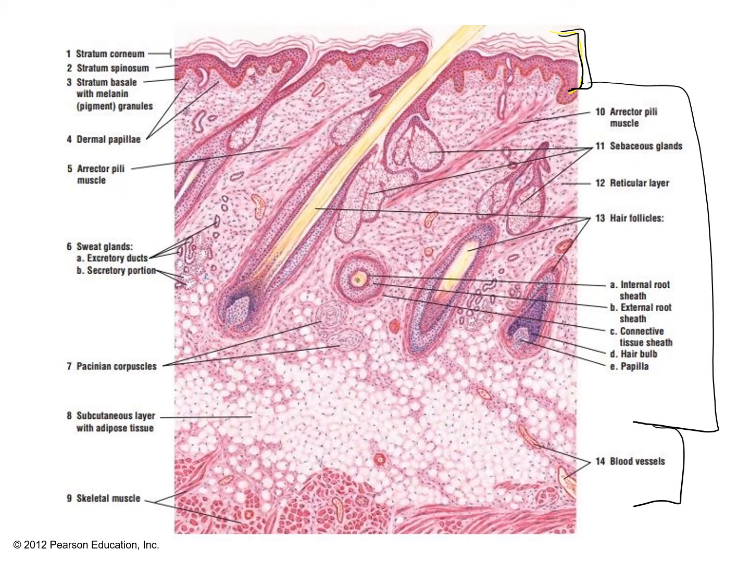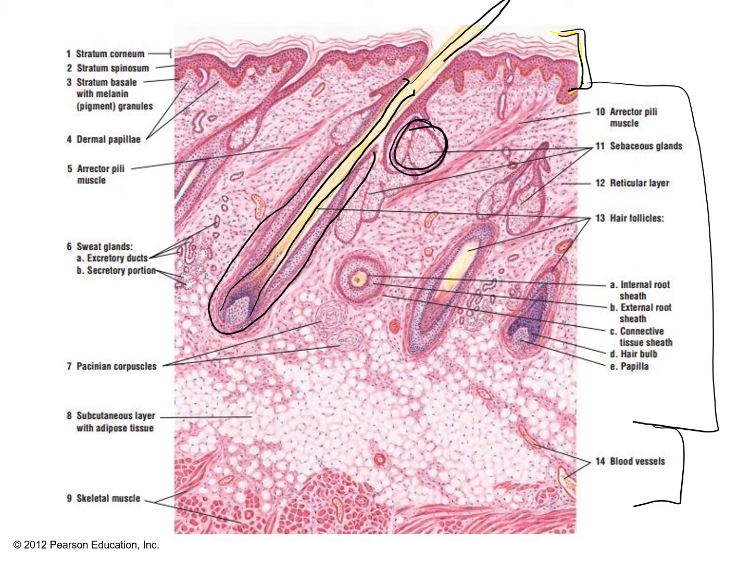Now, what else you can see over here? You see a hair follicle. So that's a hair follicle. Inside the hair follicle, you see a hair root. So that's a hair root. And then this is hair shaft. You see sebaceous glands or oil glands over here. You see these glands. Those are sweat glands.